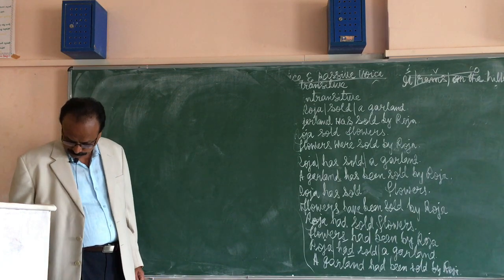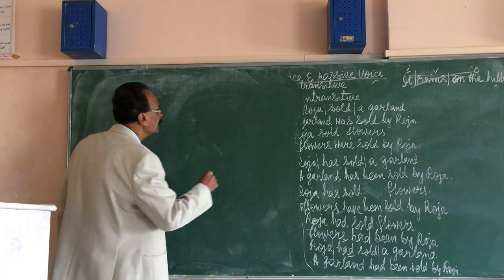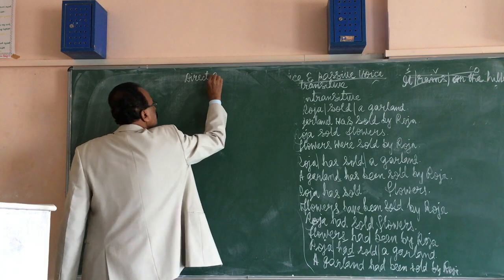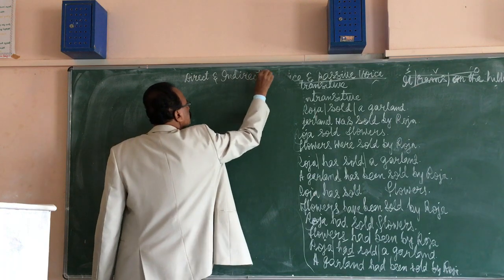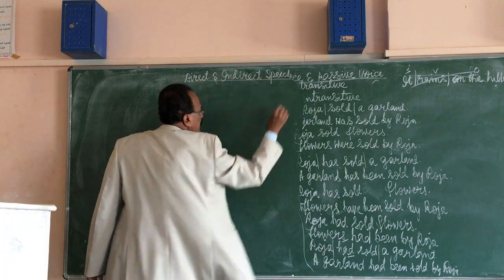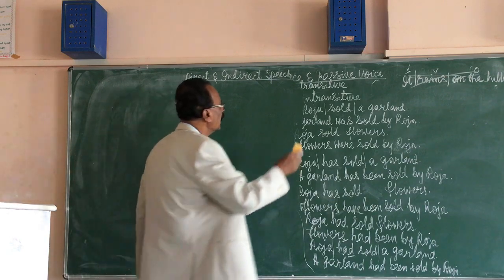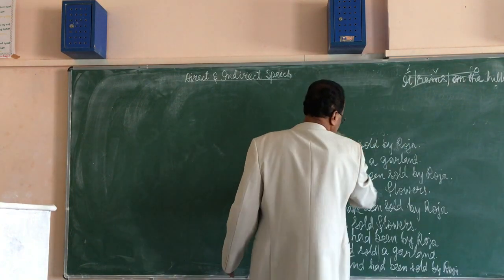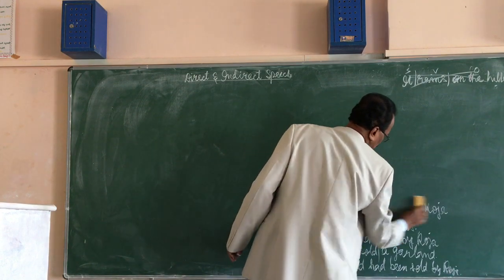Next, I would take you to another important area of grammar. It is direct and indirect speech. Direct and indirect speech. What is this? This also is two ways of saying things. One is the direct way and the other one is the indirect way. Reporting.